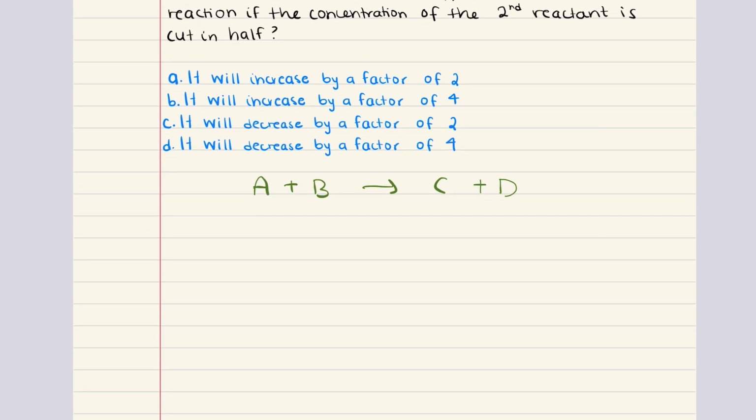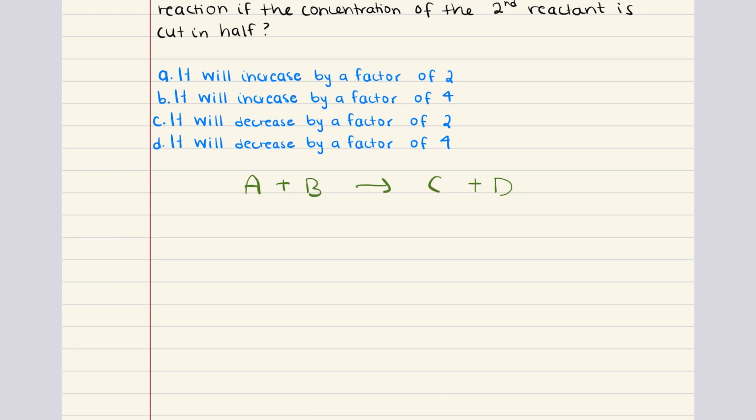Now, the order of a reaction refers to the power to which the concentration of a reactant is raised in the rate law. So for a reaction involving reactants A and B, the rate law might look something like this. The rate is equal to K, which is the rate constant, multiplied by the concentration of reactant A raised to the m power, multiplied by the concentration of reactant B raised to the n power. And m and n are the orders with respect to reactants A and B, respectively.